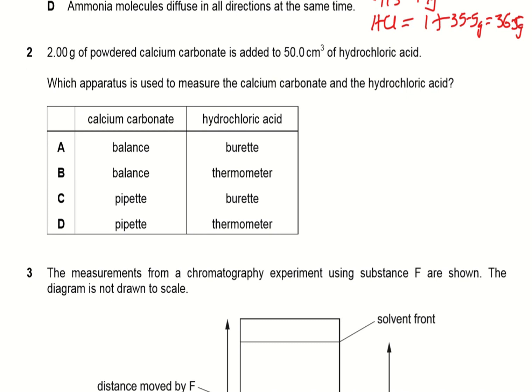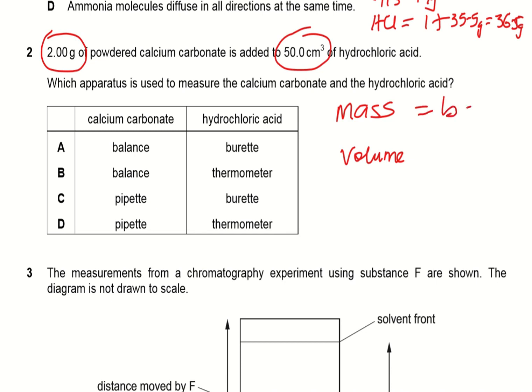Calcium carbonate is a solid, so it was measured. The quantity referred to here is mass. And for hydrochloric acid you have volume as the quantity referred to. So you ask yourself what piece of apparatus is suitable for measuring mass of calcium carbonate. We have mass for calcium carbonate, that should be your balance.